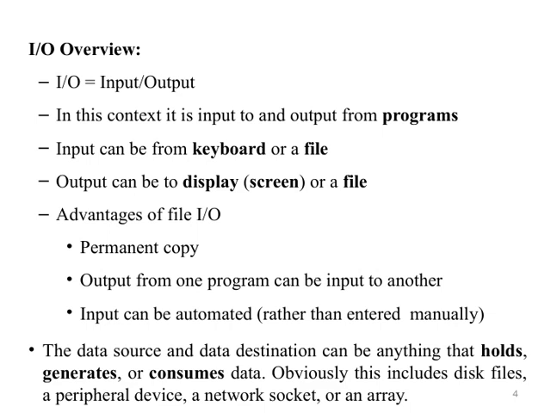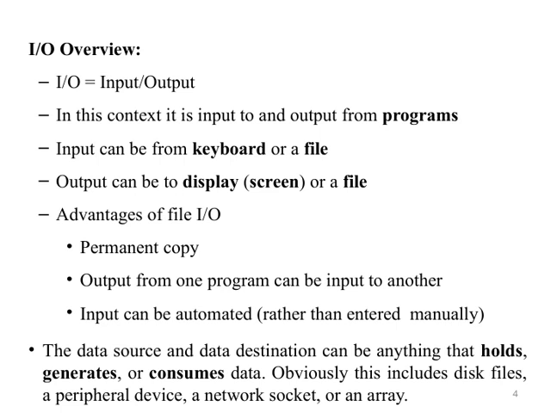Let's take a closer look at I/O, which stands for input and output. In this context, it refers to the data going into and coming out of programs. When we talk about input, it can come from various sources like a keyboard or a file. Output, on the other hand, can be directed to a display screen or saved into a file. Now, why do we emphasize file I/O? One key advantage is that it creates a permanent copy of the data, which can be useful for record keeping or future reference. Additionally, output from one program can easily become input for another, enabling seamless data processing workflows.